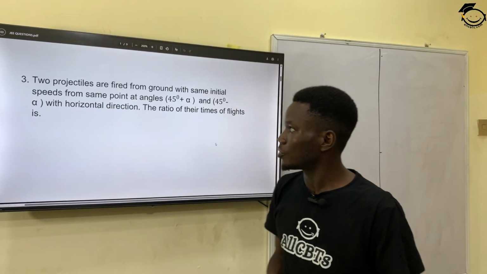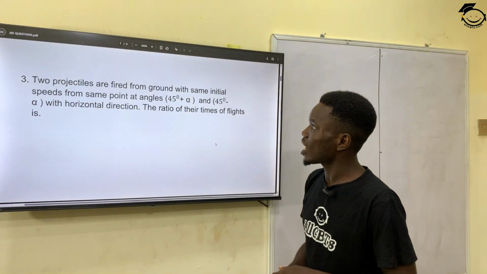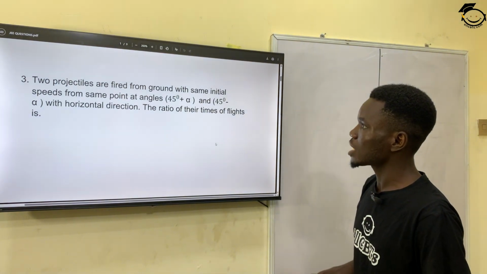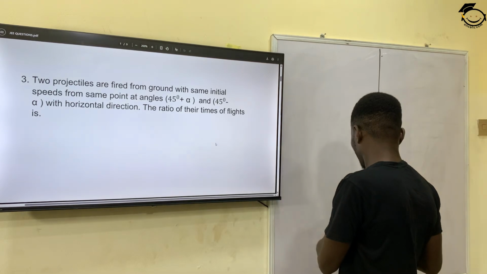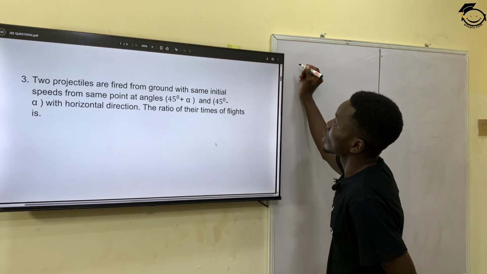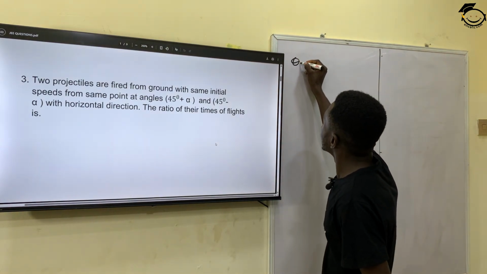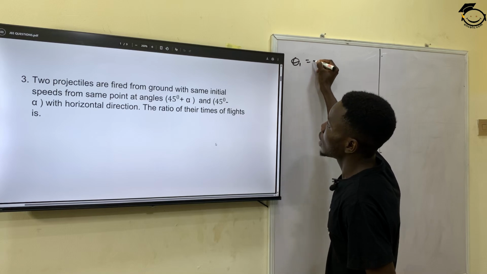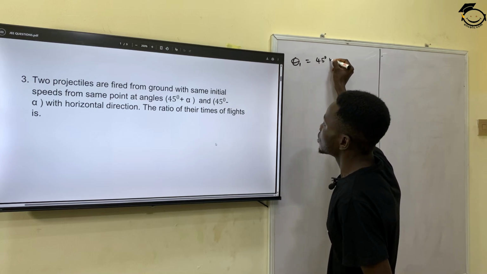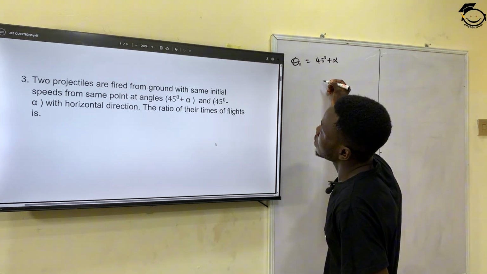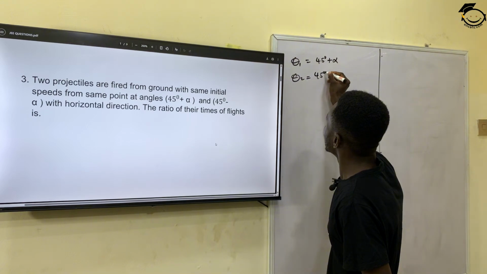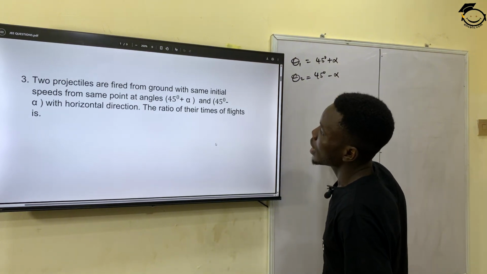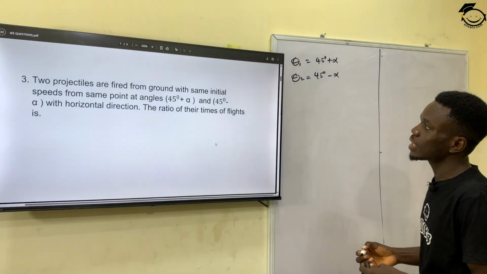Moving on to question number 3, it says 2 projectiles are fired from the ground with the same initial speed from the same point at angles. So the first angle is given as, let's say, theta 1 as 45 degrees plus alpha, and theta 2 is 45 degrees minus alpha. Then we are asked, what is the ratio of their time of flight?